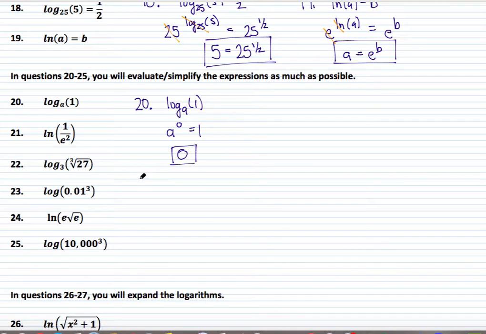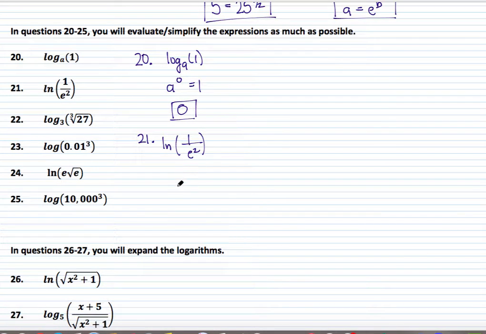Number 21, I'll work downward here, starts with ln of 1 over e squared. So I'm going to split up my natural log. So I have natural log of 1 over e squared. So what I can do here is I can actually rewrite this with a negative exponent. So I can do ln of e to the negative 2. And just like we had before, I have natural log of an exponential, which cancel each other out, leaving me with just negative 2.